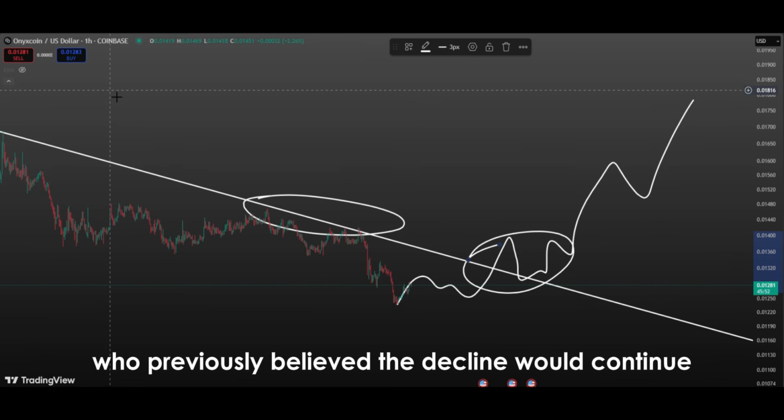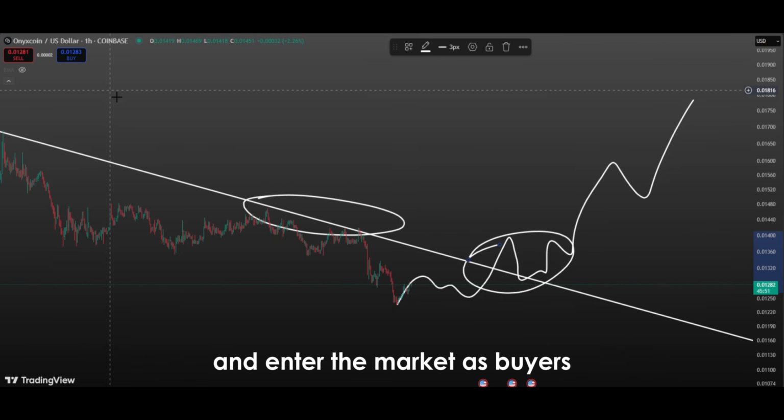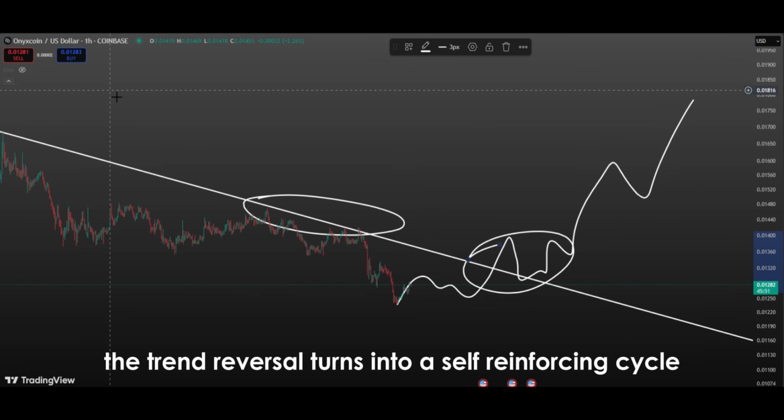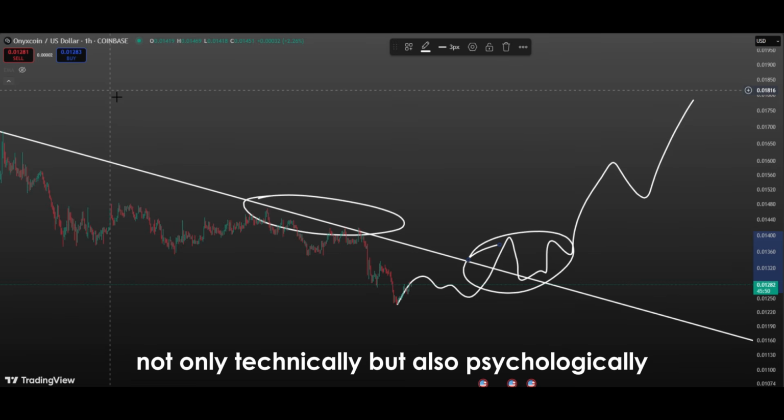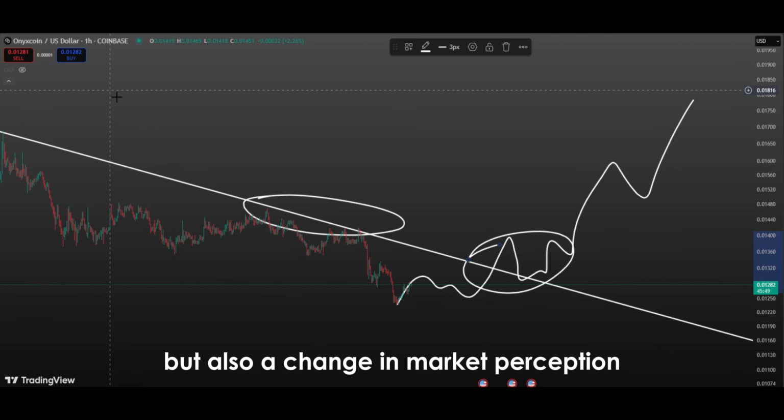Investors who previously believed the decline would continue now become convinced that an uptrend will begin and enter the market as buyers. At this point, the trend reversal turns into a self-reinforcing cycle, not only technically, but also psychologically. In other words, breaking the downtrend means not only passing a line, but also a change in market perception.